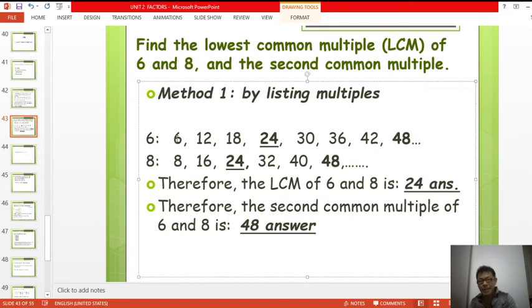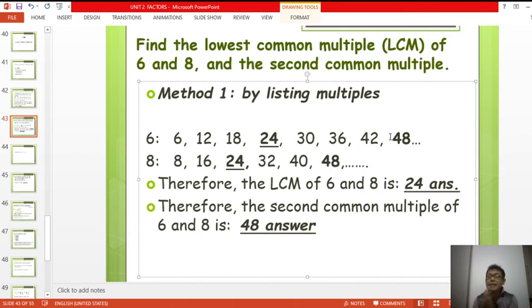Okay, so 6 times 1 is 6. 6 times 2 is 12. 6 times 3 is 18. 6 times 4 is 24. 6 times 5 is 30. 6 times 6 is 36. 6 times 7 is 42. 6 times 8 is 48. So you might be asking, teacher, when are we supposed to stop?